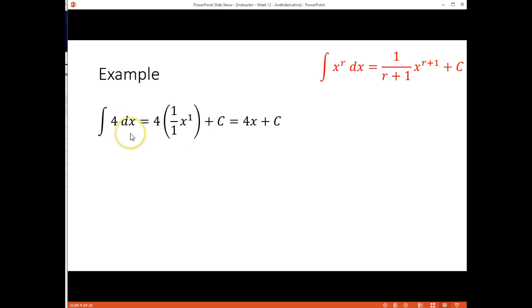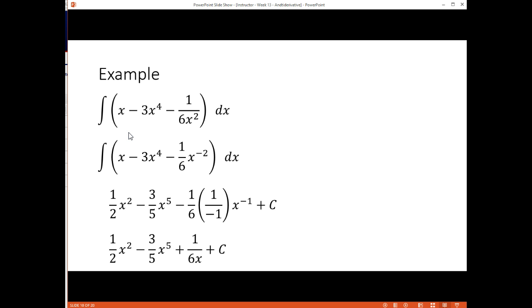Our last example of the power rule, I apologize for not going up slowly with it, but this is just taking the integral of multiple terms. And if I take the integral of multiple terms, this is just taking the integral of each piece separately. What I want to do here, though, is notice I have 1 over 6x squared. I want to rewrite this as x to the negative 2. This will allow me to apply my power rule.